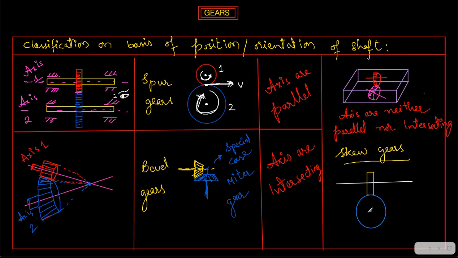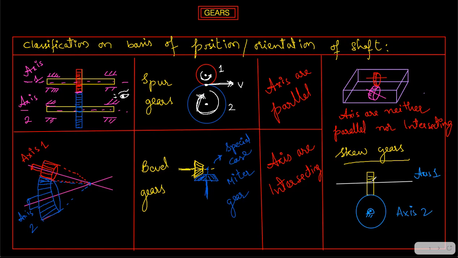This is the axis of the shaft. How are the shafts? One shaft is horizontal, and axis 2 is perpendicular to it in a different plane. If you take this white axis down, they will seem to be intersecting, but actually they are not intersecting. They are neither parallel nor intersecting. This is a special case where these gears are called spiral gears.